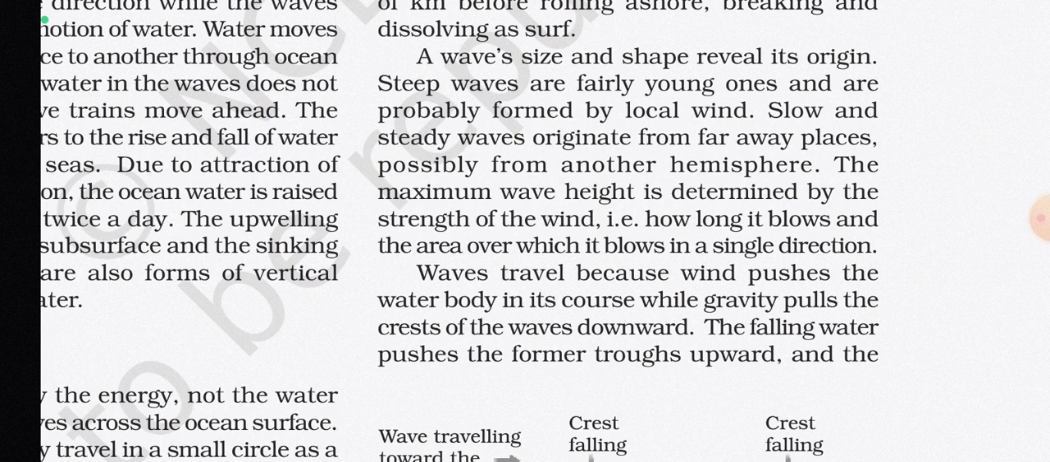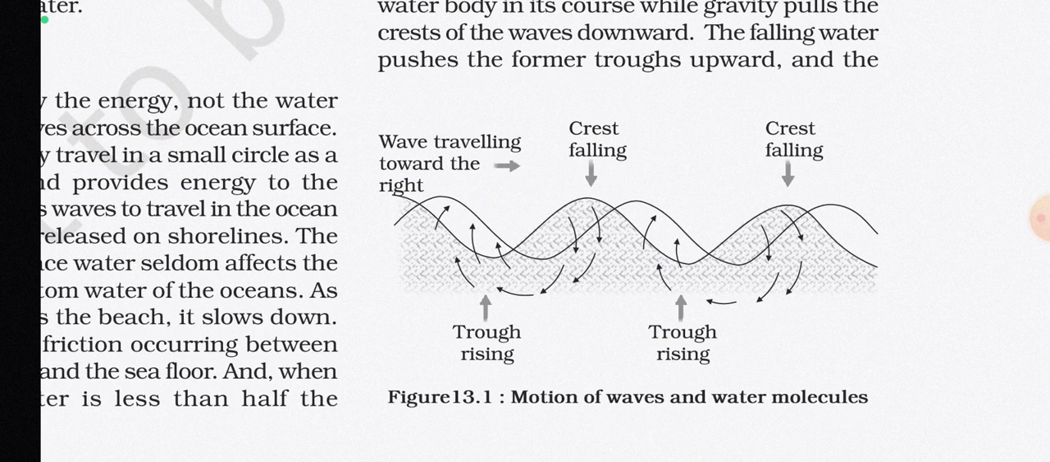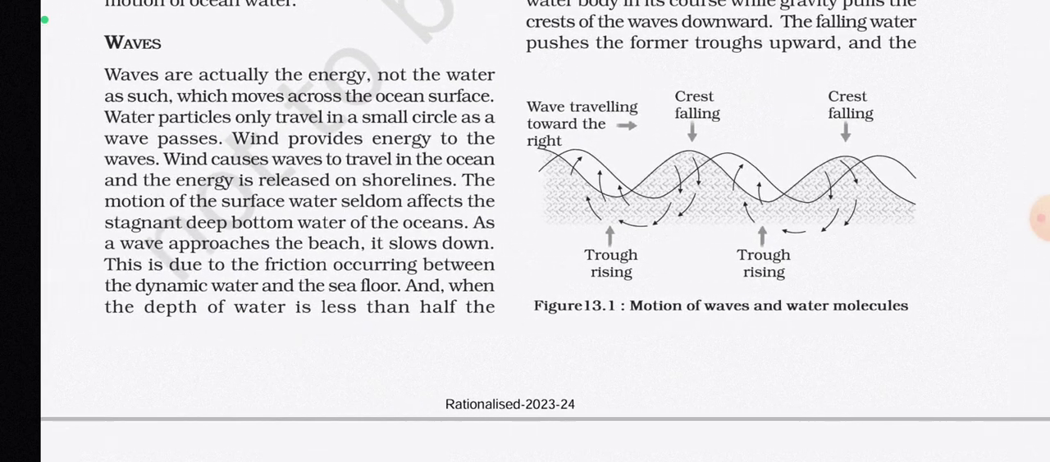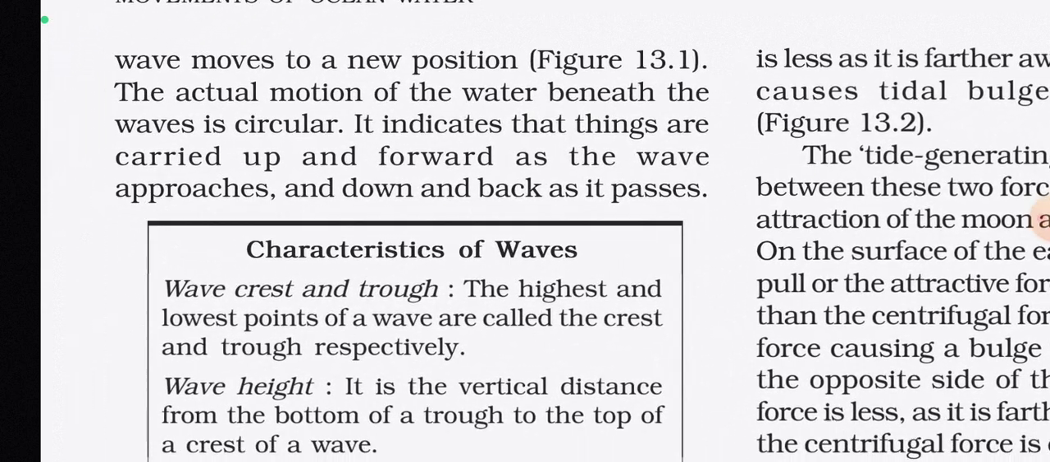Waves travel because wind pushes the water body in its course while gravity pulls the crests of the waves downward. The falling water pushes the former troughs upward and the wave moves to a new position. The actual motion of the water beneath the waves is circular. It indicates that things are carried up and forward as the wave approaches and down and back as it passes.